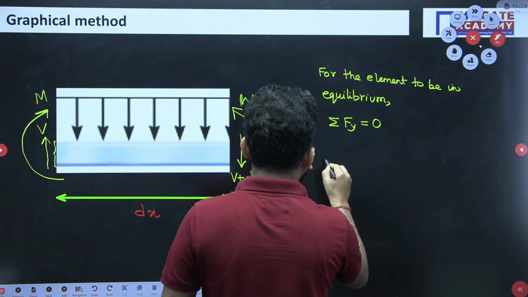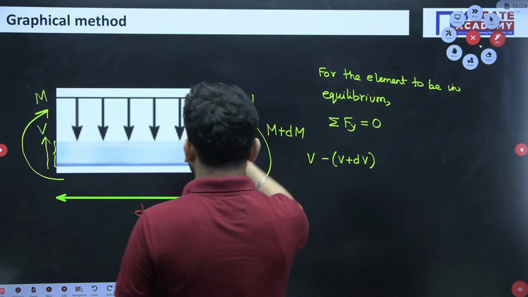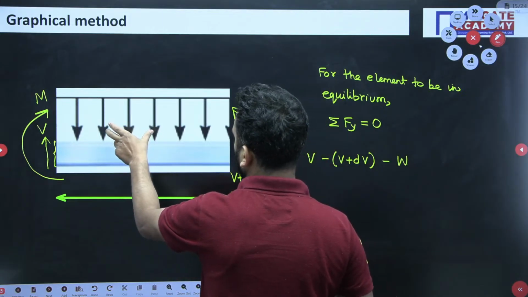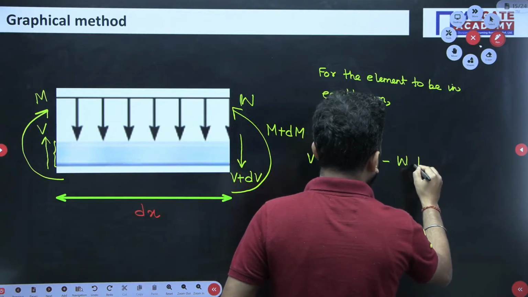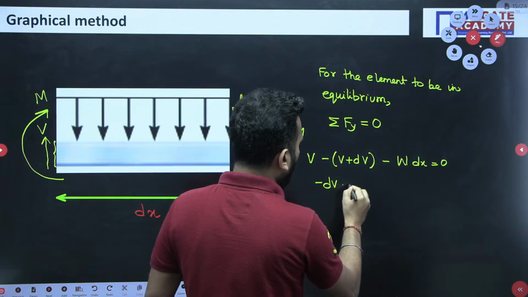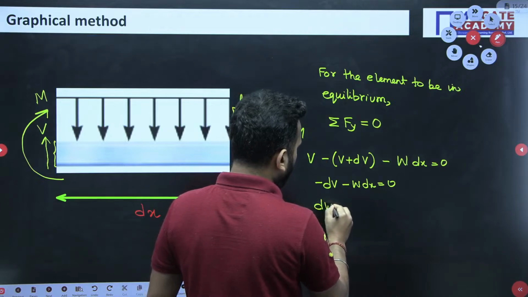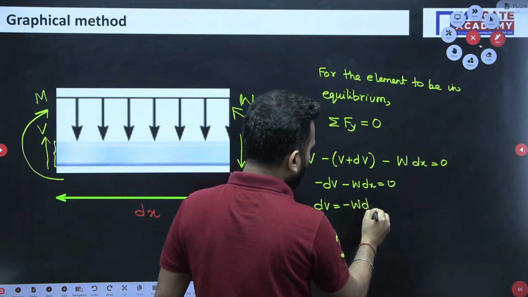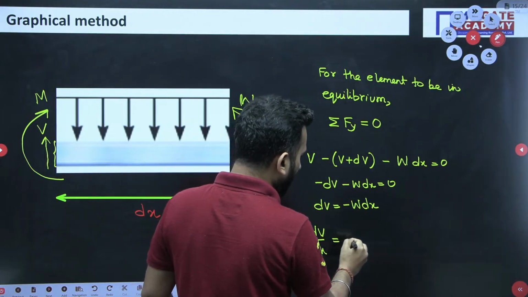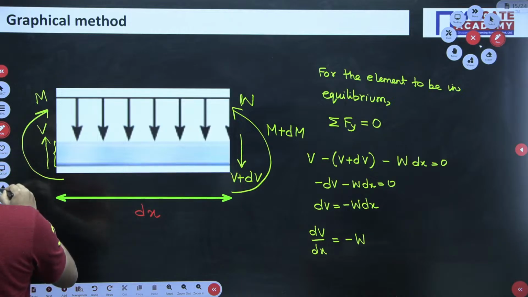So V minus V plus dV, and this is also acting downward, so minus W, and since it is a distributed load, you have to multiply by distance, then only it will be the total load. So this is coming out to be dV by dx. If you simplify this, dV by dx is coming out to be minus W.